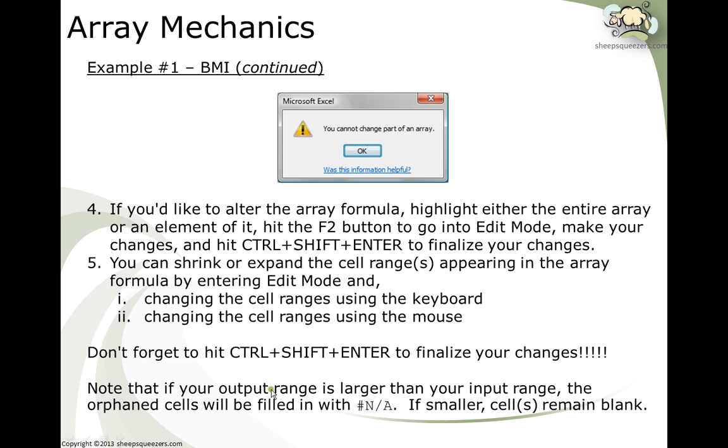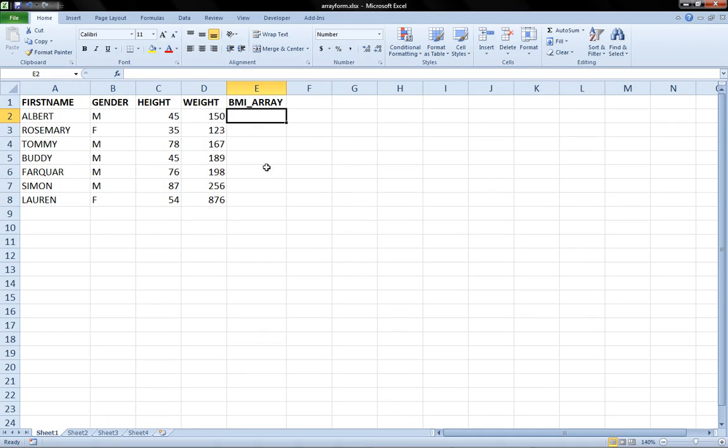Note that if your output range is larger than your input range, the orphan cells will be filled in with the #N/A error. So basically, instead of saying the words "you're an idiot," it's just #N/A. If your range is smaller, the cells will remain blank.